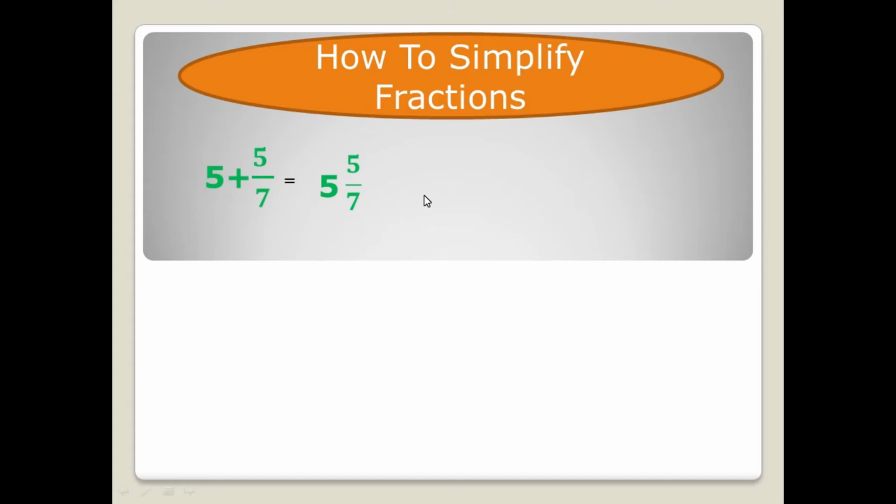Earlier, what we had been doing to solve this type of fraction was that we had 5 over 1 plus 5 over 7, and in order to solve it we had been doing cross multiplication.